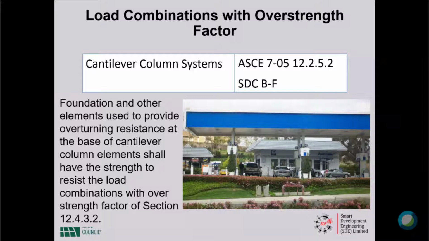I'll show you what they are. But before that, ASCE 7-05 requires those load combinations with overstrength factor to be used only in certain specific situations. They are not to be used indiscriminately everywhere, wherever you feel like using them. They must be used where required by ASCE 7. They must not be used when not required by ASCE 7. The second part is as important as the first part.